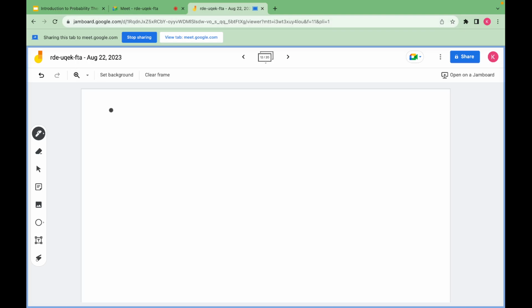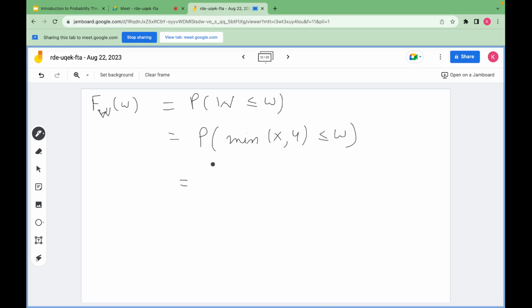Now we need to find the probability mass function for w. So this is nothing but P(W less than or equal to w), where W is the minimum of x comma y, less than or equal to w. So we can write this as 1 minus the probability that x is greater than w and y is greater than w.